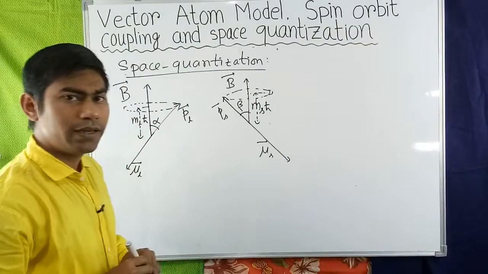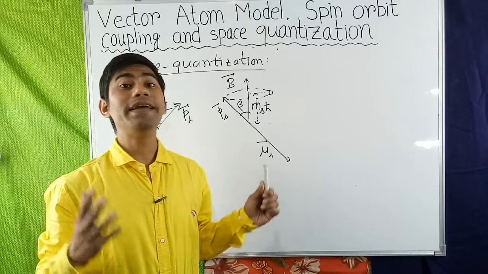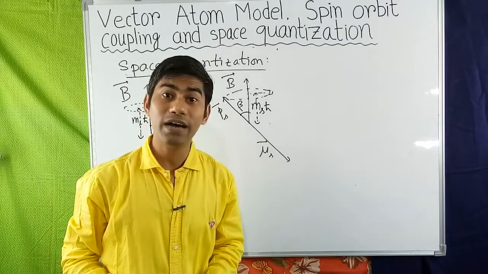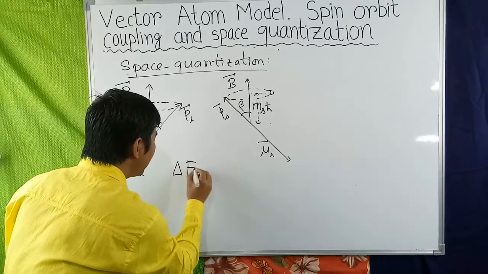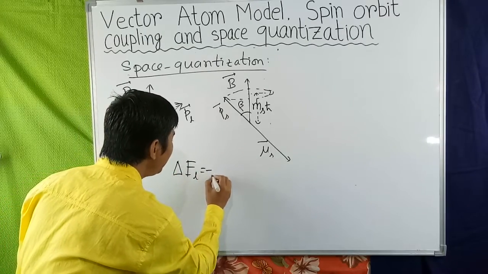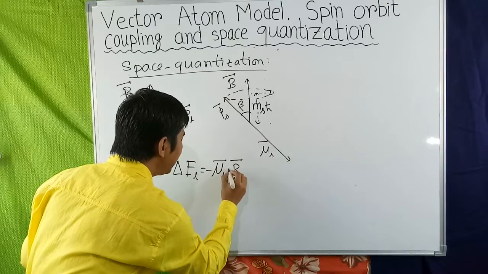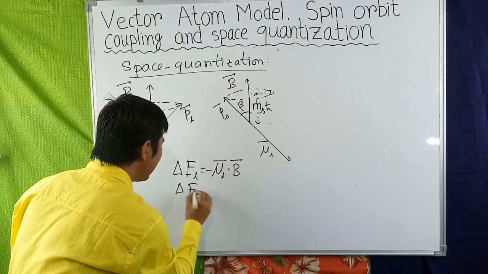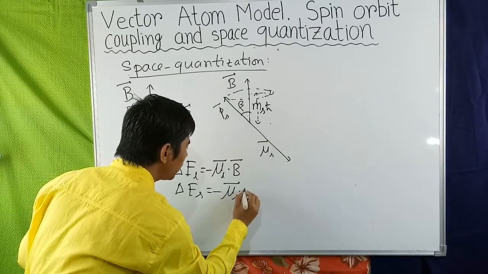Now as a result, an additional term will be introduced in the energy of the electron, given by delta EL equals minus mu L dot B and delta ES equals minus mu S dot B.